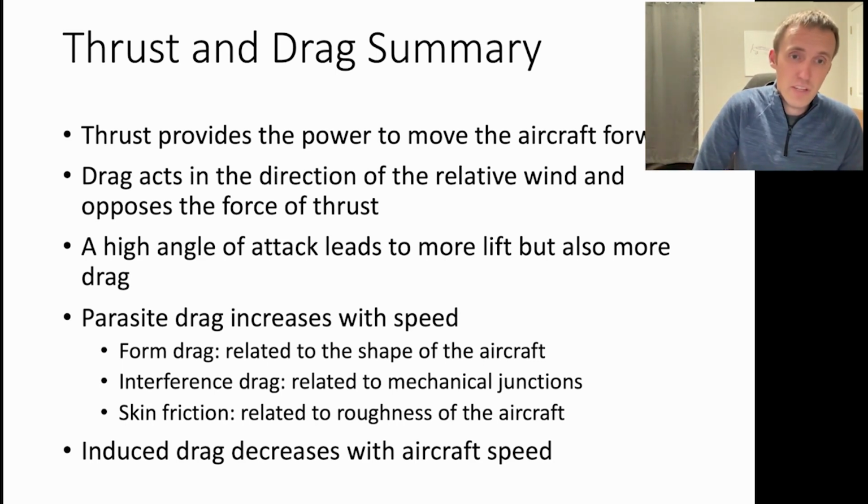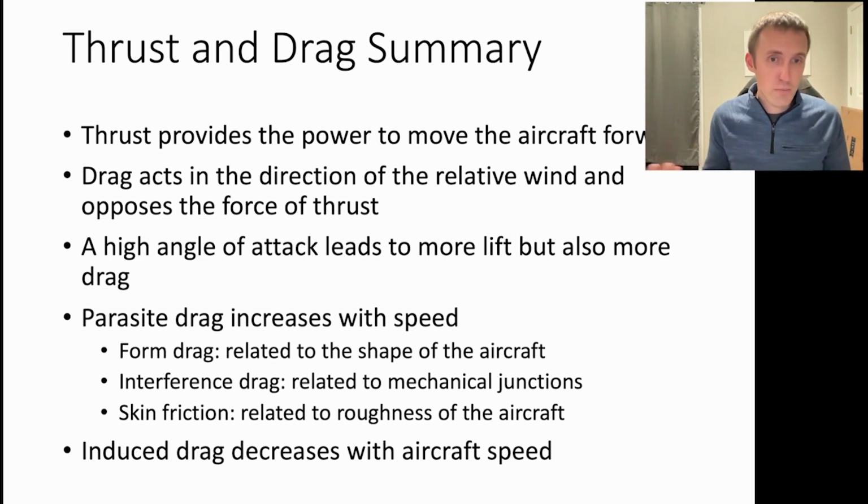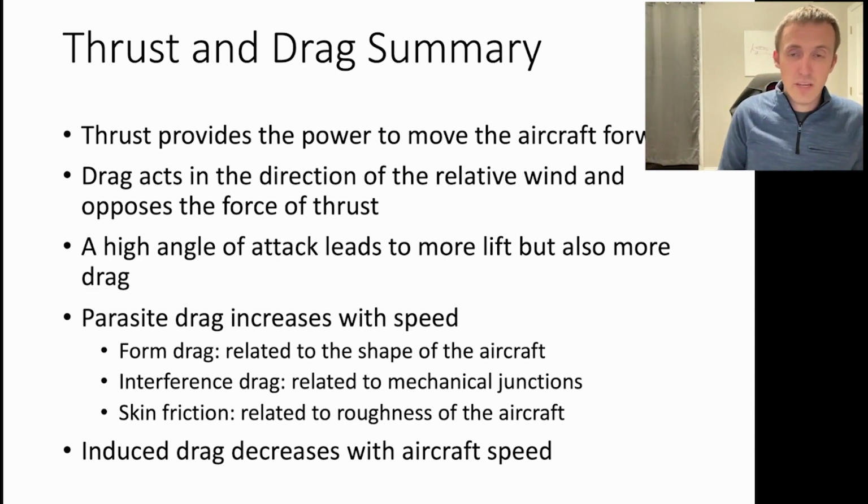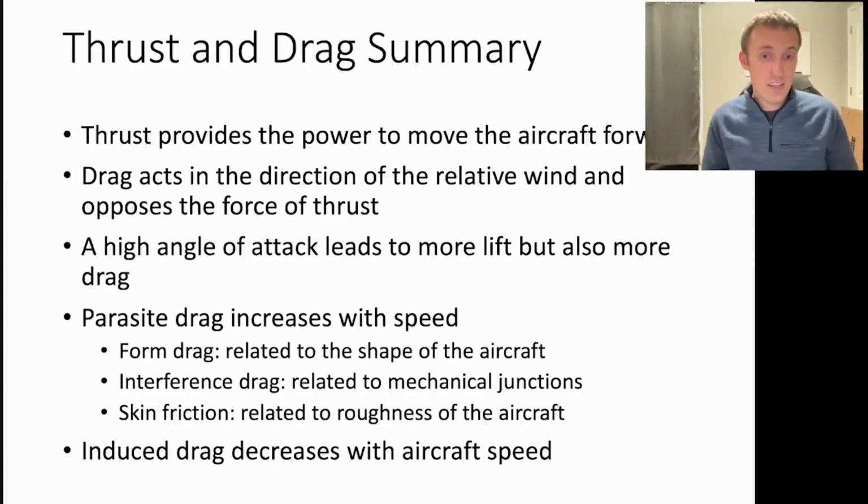Parasite drag increases with speed, and it is composed of 3 different types: form drag, interference drag, and skin friction. These are related to the shape of the aircraft, how it's put together, and the roughness of the aircraft itself. So all things that are just related to the aircraft. And then induced drag decreases with aircraft speed and is related to that angle of attack.